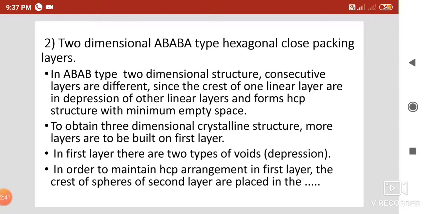Let us start the second. The three-dimensional close packing is obtained from two-dimensional ABAB type hexagonal close packing layers. In ABAB type two-dimensional structure, consecutive layers are different. The crest of one linear layer is in the depression of the other linear layer, forming a hexagonal close packing structure with minimum empty space. To obtain a three-dimensional crystalline structure, more layers are to be built on the first layer. In the first layer there are two types of depressions. In order to maintain the hexagonal close packing arrangement, the spheres of the second layer are placed in the depressions of the first layer.